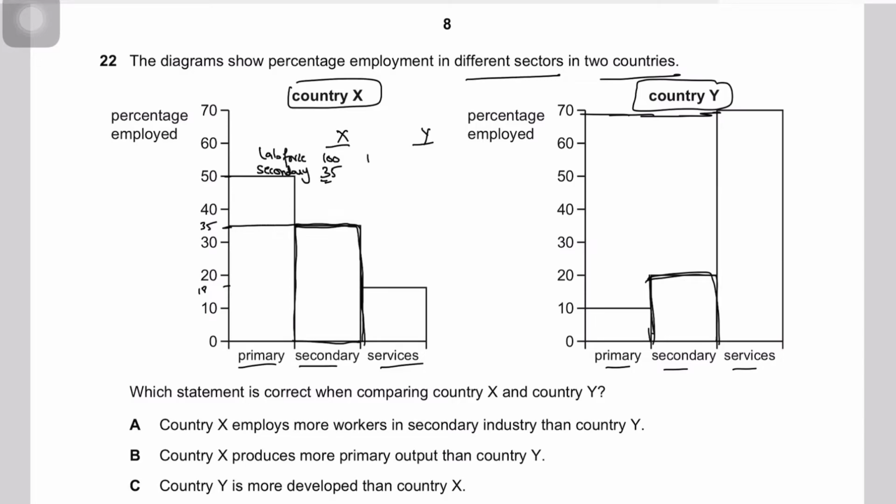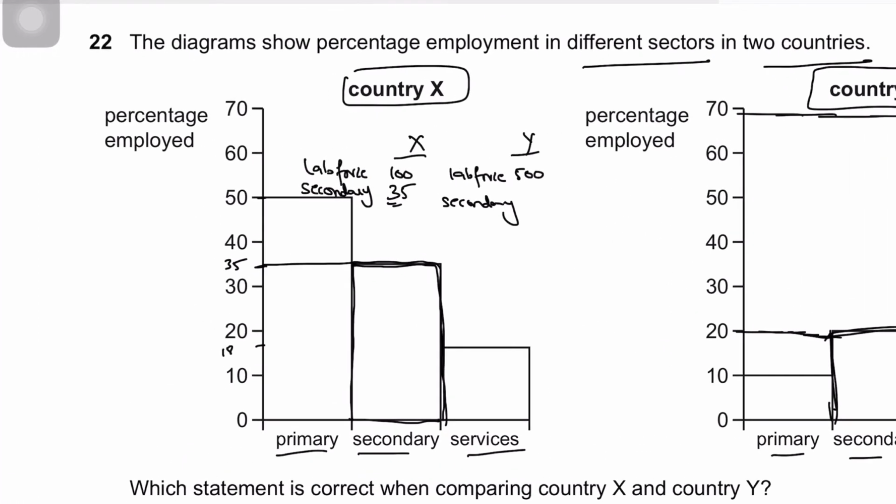In country Y, let's say that the labor force is 500 people. And how many people are employed in the secondary sector? 20%. So that would actually be how many workers? 20% of 500 would be 100 workers. So 100 workers in country Y. So you can clearly see that there are 100 workers in country Y that are employed in the secondary sector, but there are only 35 workers that are employed in the secondary sector in country X. So who is employing more workers in secondary sector, country X or Y? Clearly, if we see this comparison, we can say that country Y is employing more.